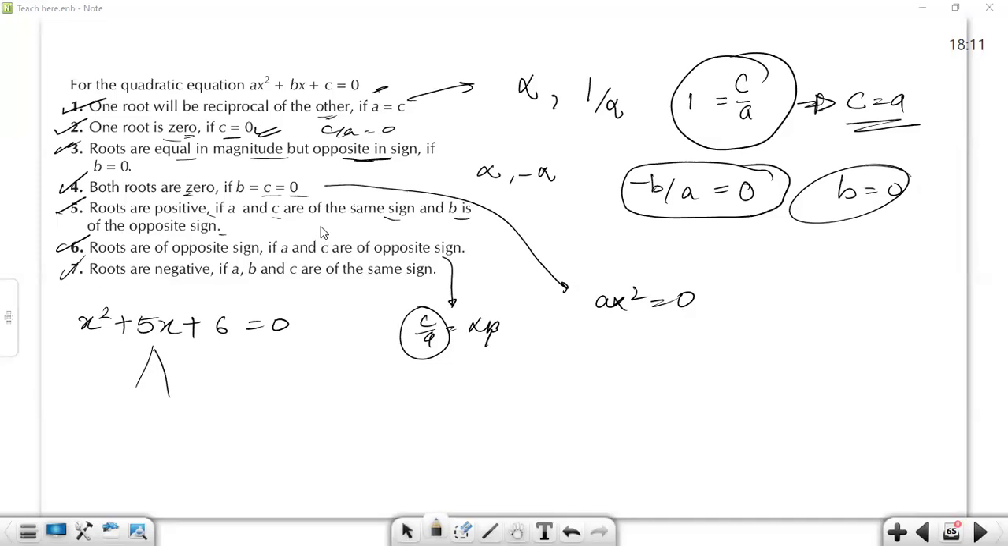The product here should be 6, and the sum is 5. 3x and 2x. Roots will be minus 3 and minus 2. But why is it x square plus 5x, sir? Let me rewrite it. Like 5x.